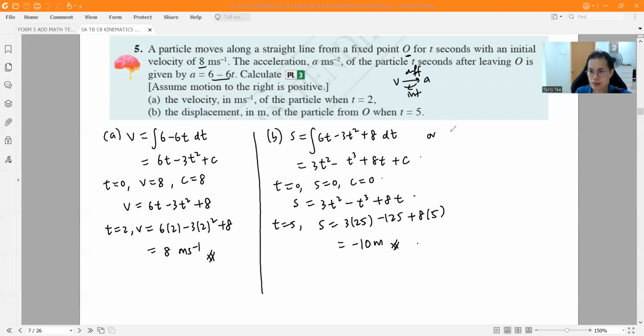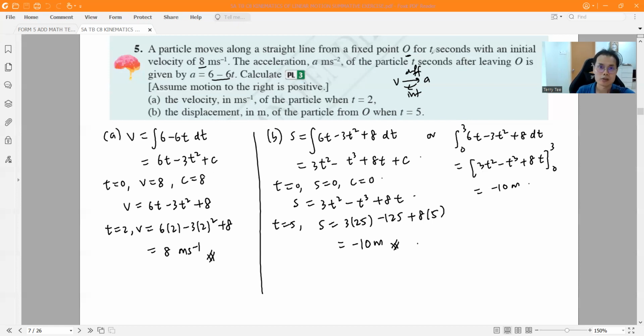Well, we can also use integration like this. So you can say integrate 0 to 5 of 6t minus 3t squared plus 8, right? So this is a definite integral, so you get 3t squared minus t cubed plus 8t. Just sub in the limit inside, you will still get negative 10. Same answer, slightly different approach, because here I show you that we find the displacement function first, then we sub in the 5. This one we just integrate and sub in directly. All right, that is question number 5.